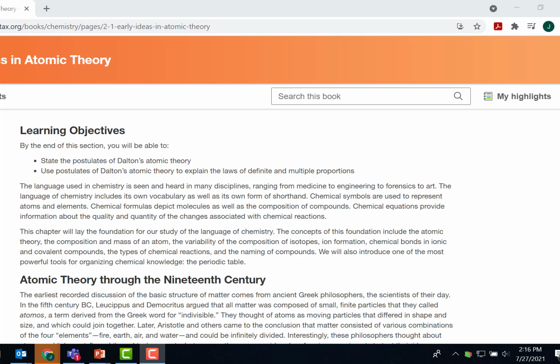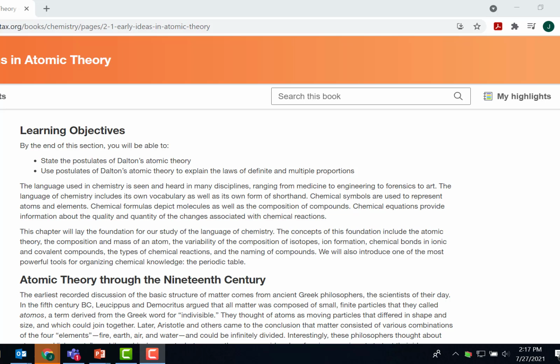Hello, everyone. I wanted to talk about section 2.1, Early Ideas in Atomic Theory. Again, I'm going to be scrolling through your textbook as we discuss this, in part because there's some ideas from different parts of this section that I want to address maybe in a different order than your textbook does. So I think having it open makes that fairly clear.